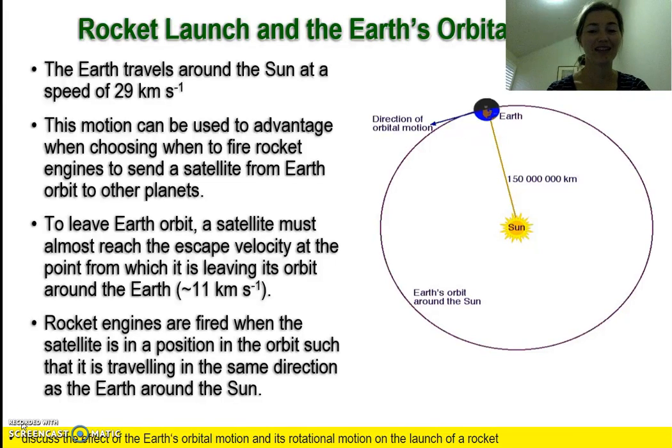All right, this slide gives a bit more mathematical detail, and what we can do when we're launching the rocket is fire rockets at certain angles to help with all of this process, and we can fire rockets in the direction to keep the satellite in the direction of the motion that we want it to be in. So there's a lot of science and a lot of maths in the launching of a rocket.